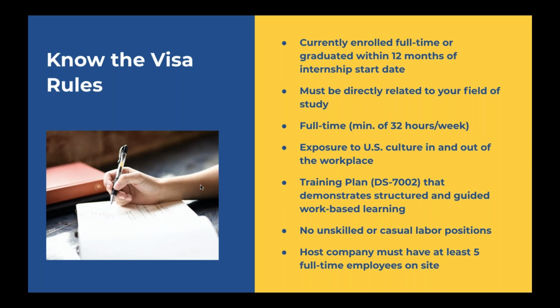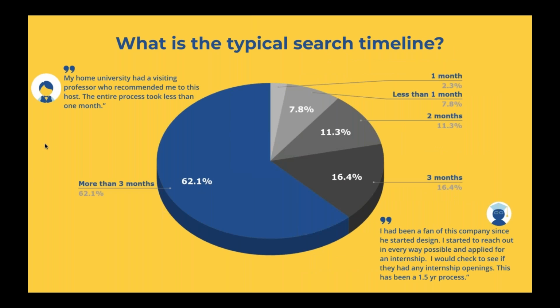So what is the typical search timeline? This is a question that we typically get, and this is the data that we compiled from 2019 to 2020 interviews with prospective applicants. A majority, about 62%, of the applicants spent more than 3 months searching and planning for an internship in the United States. So as you can see, it is really important to start your internship search timeline early.